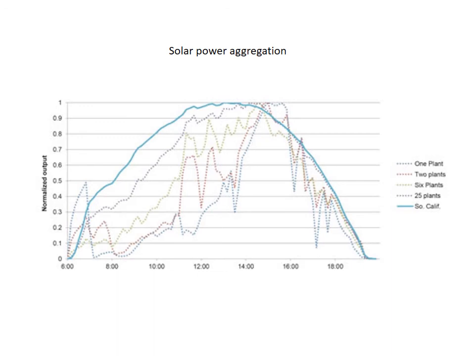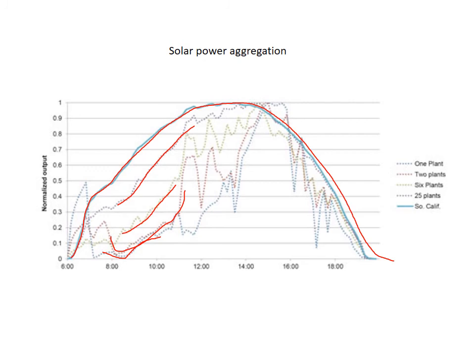We see very similar things with solar as well, so you just get benefits. Here you have one solar plant, this blue dotted line. You have two solar plants together, and again, this is normalized output. Then 2 solar plants, 6 solar plants, 25 solar plants. As you get closer and closer to aggregating solar over an entire region, you get closer and closer to what you expect solar power production to be during the day.